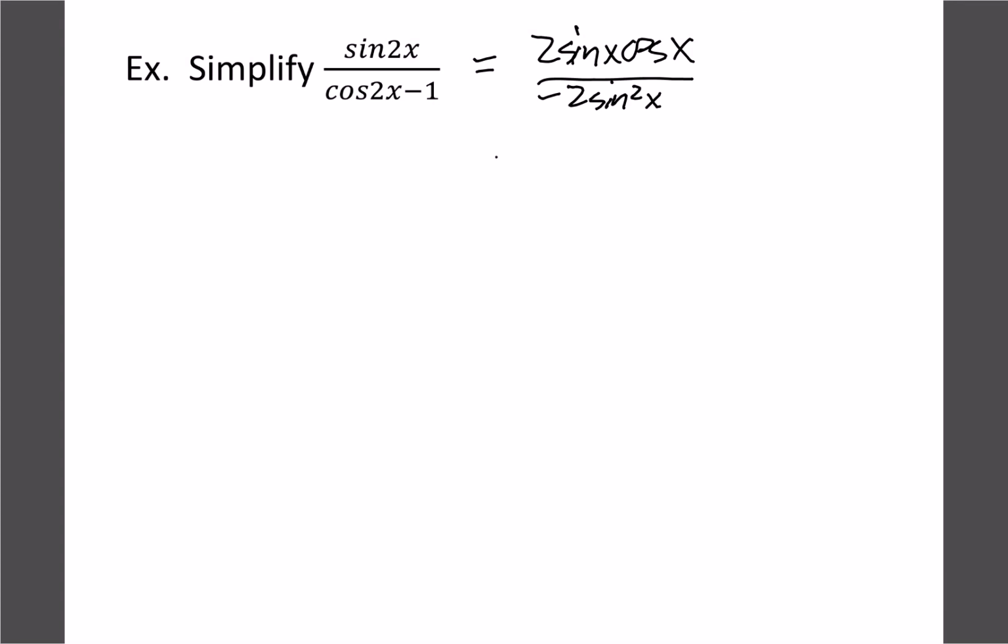Now from here we can see we've got a sine on the top we can cancel. We have a sine squared on the bottom, so we can cancel one of those, but not both, just the one. And we also have a 2 that we can cancel. So that'd be the same thing as just cos x on top and minus sine x on the bottom. We also know that cos over sine is the same thing as cotan, so we could write that as just negative cotan, and that would be the exact same thing as well. And that's all for today.